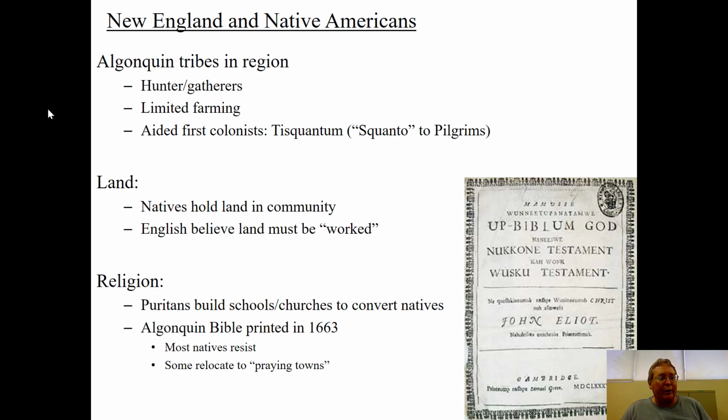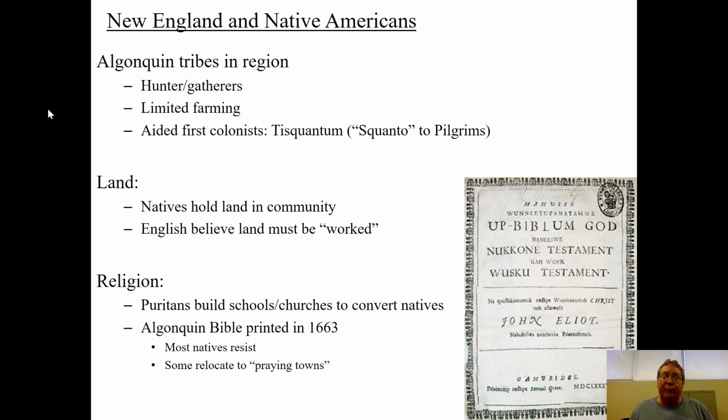Most natives, of course, are going to resist. They're going to say, hey, look, this is our identity. This is who we are. We're not changing for you. Those that do are going to find that no matter how Christian they become, no matter how good of English they speak, they're never going to be brought in and made part of these Puritan colonies. In the end, it is always us and them.